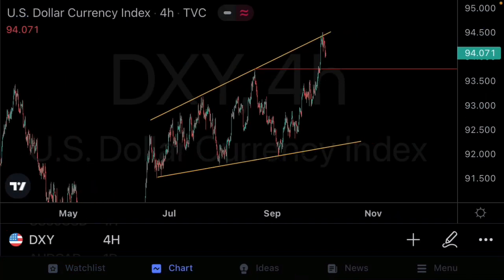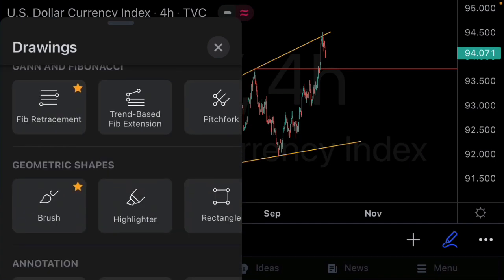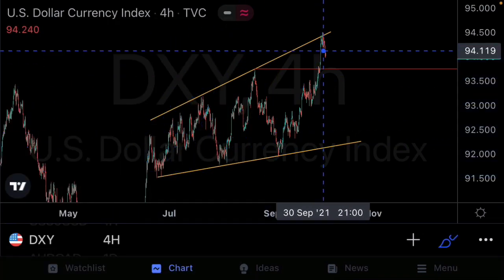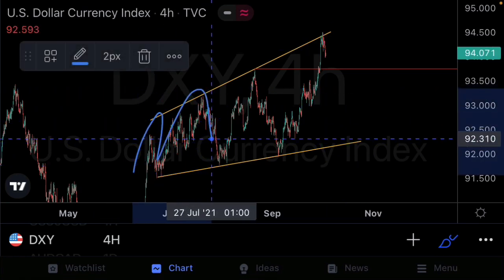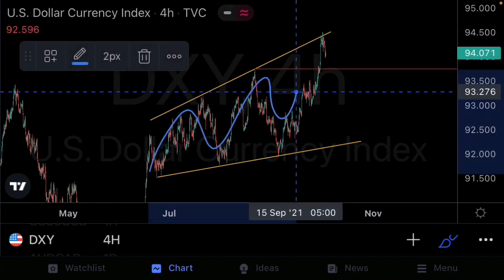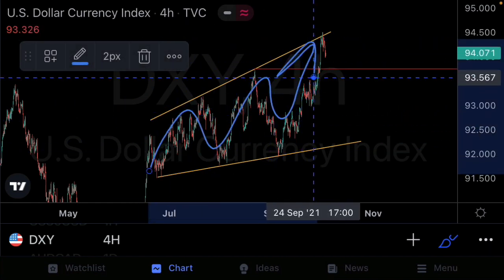So guys, looking at the DXY from the 4-hour, what we have here is some sort of an expanding structure. If we observe the nature of this expanding structure, we can see that we are consistently creating those higher highs and higher lows. So we're making a move to the upside in some sort of an expanding structure.